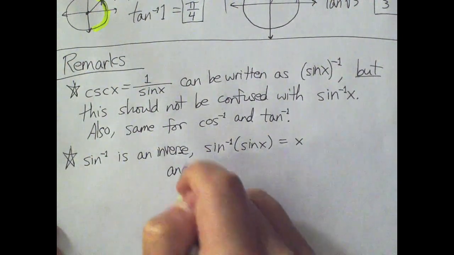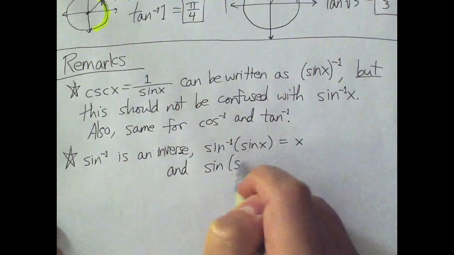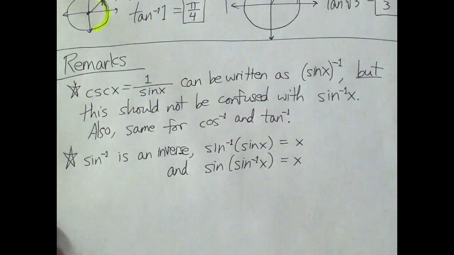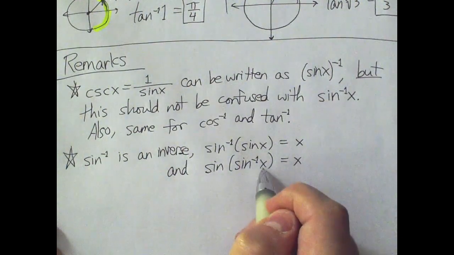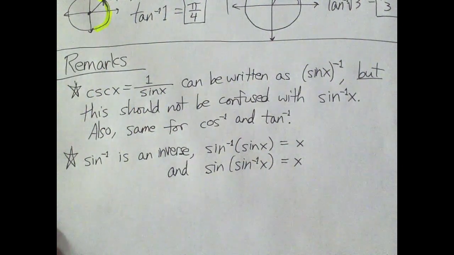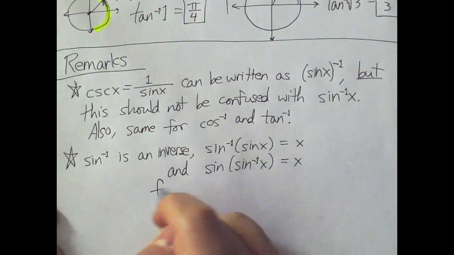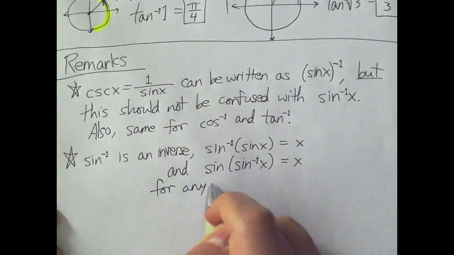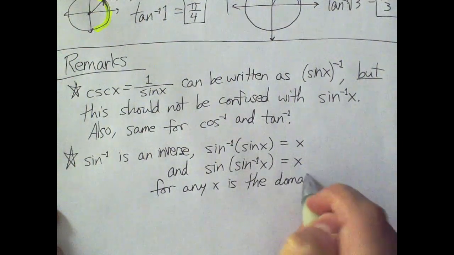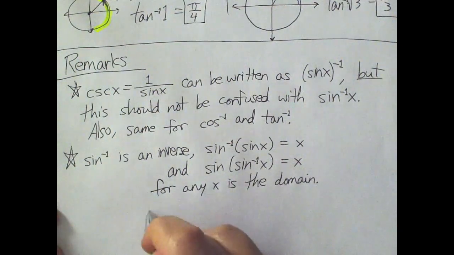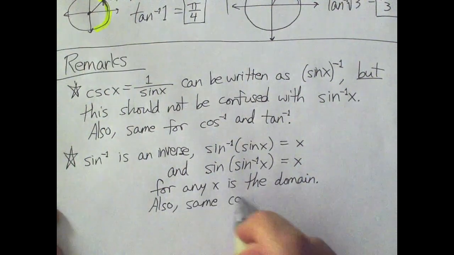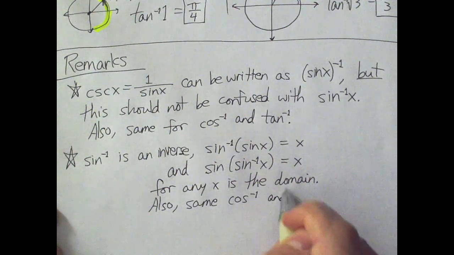And vice versa. If you had them flipped around, the same thing happens. Whatever number is on the inside, x, you do these two things to it, they cancel each other out, they just give you x. And I should say this is true for any x in the domain. Also, the same sort of thing happens for inverse cosine and inverse tangent.